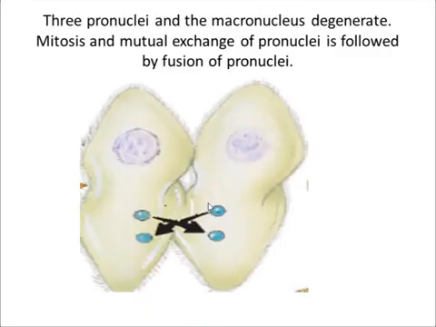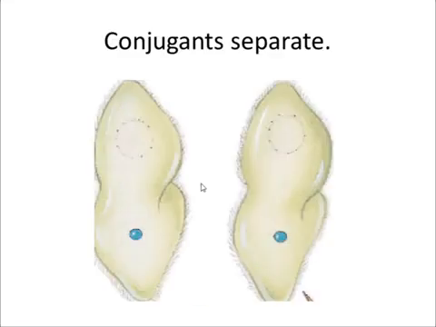Then what happens? 3 pronuclei and the macronucleus degenerate. Mitosis and mutual exchange of the pronuclei is followed by fusion of pronuclei, where in the diagram we can see the mutual exchange of the pronuclei take place, followed by the fusion of pronuclei. Then the conjugants separate.